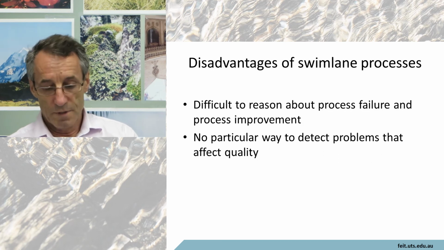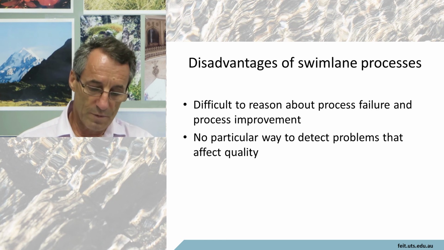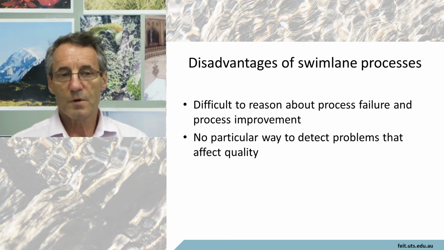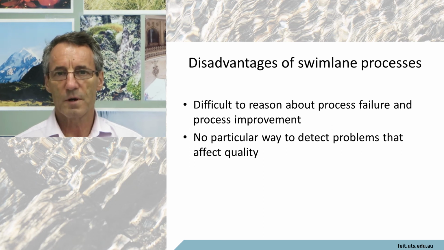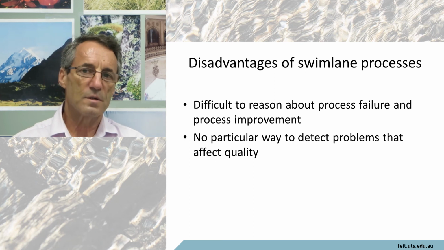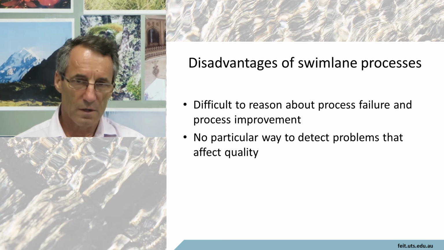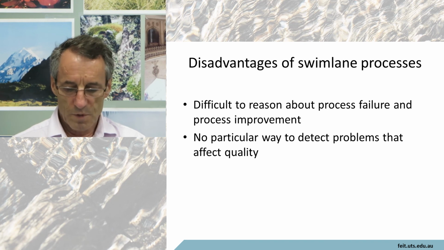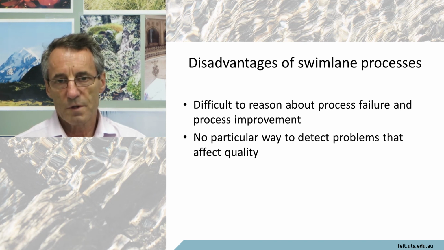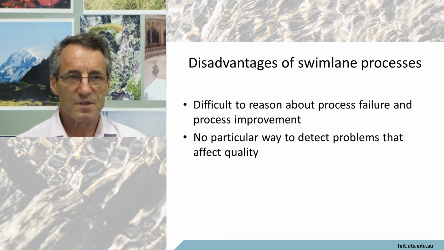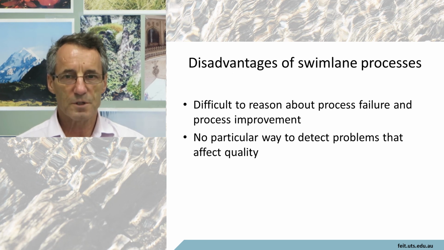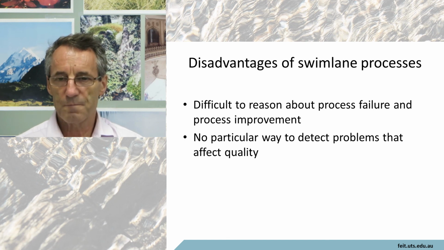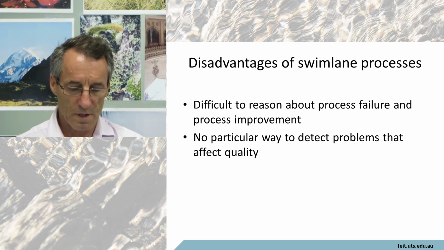The disadvantages of them? So far as I can see, it's difficult to reason about process failure and process improvement. I mean, if the whole thing fails, what do you start looking at? What's in the Swimlane diagram that you can use to diagnose the problem? And there's not much, so it's not very good for that of itself. There isn't any particular way to detect problems that affect quality. The Swimlane diagrams are more concerned about the fact that something is finished or the fact that something is done, not the manner in which it's done or the quality of the output that's there.